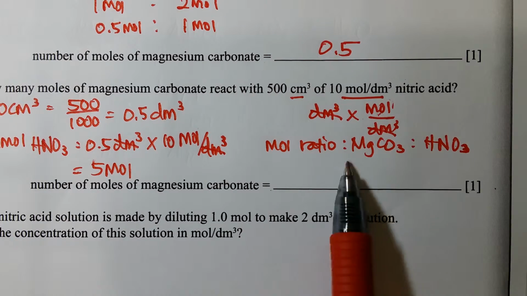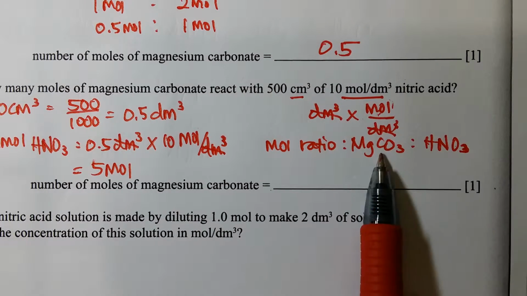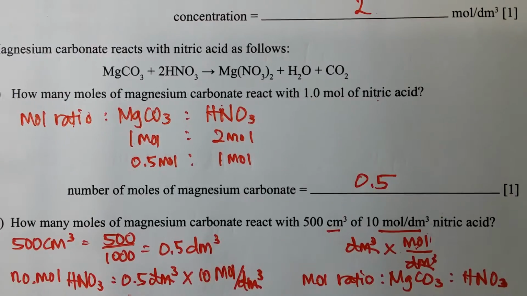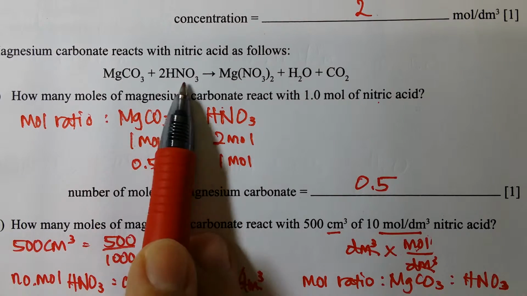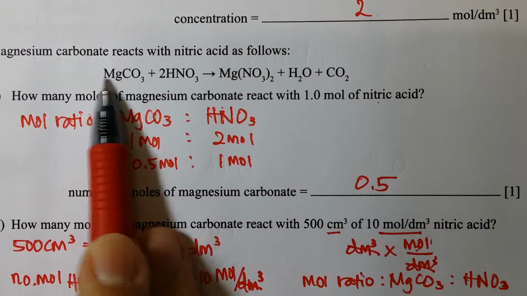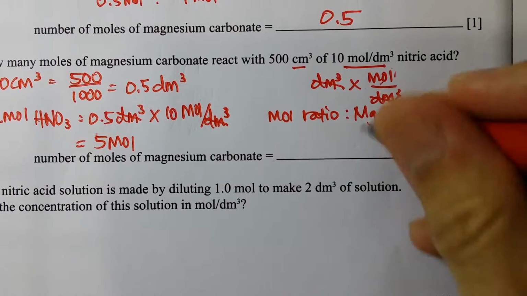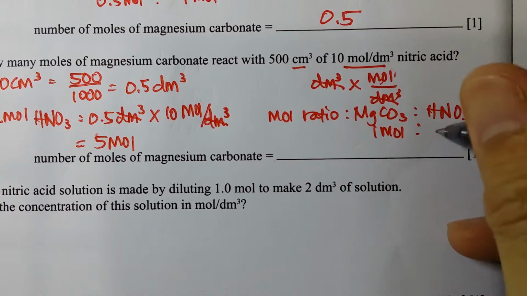So the first row of the mole ratio is always from the balanced chemical equation, which is here. What is the mole ratio between magnesium carbonate and nitric acid? 1 mole is to 2 moles. So 1 mole, 2 moles.